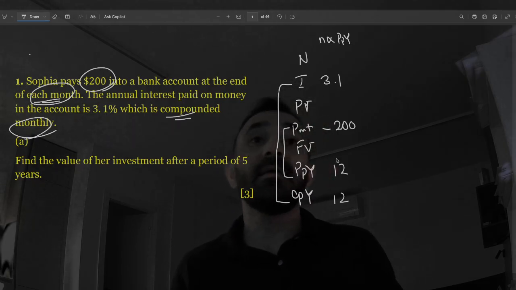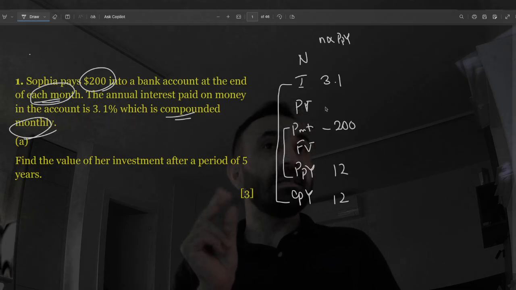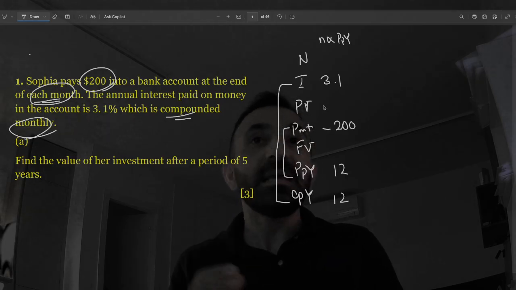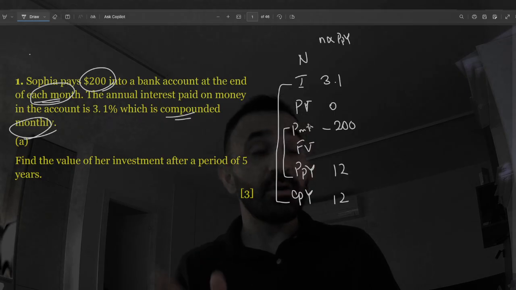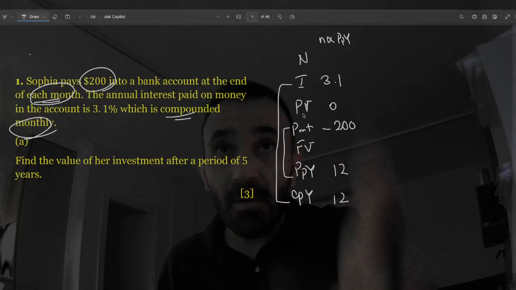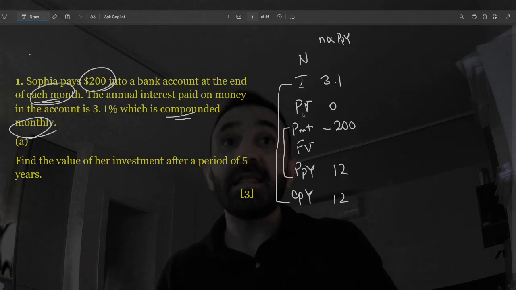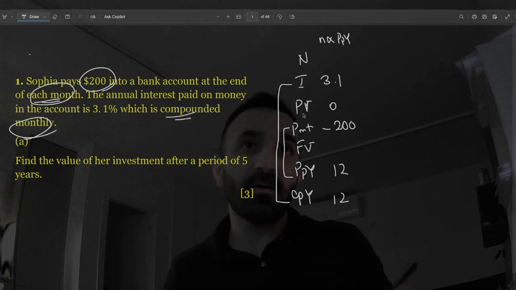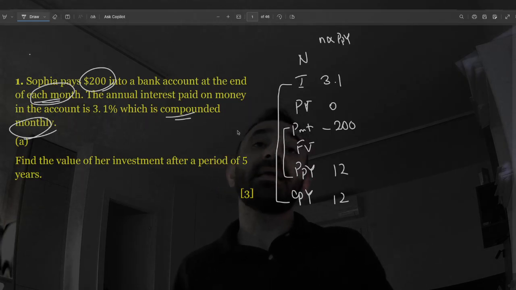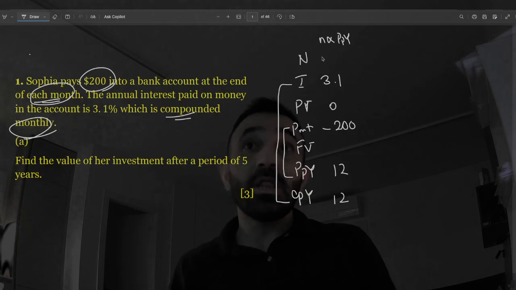Okay, so what is PV? Here is a little tricky. PV in this case is 0. Why 0? Because I'm not putting any money at the beginning. Yes, at the end of the month I'm putting $200 into the bank, but right at the beginning, the present value is 0. I'm not putting any money into the bank. The balance between me and the bank is 0. What is N? Number of years, 5, times PPY, which is 12.